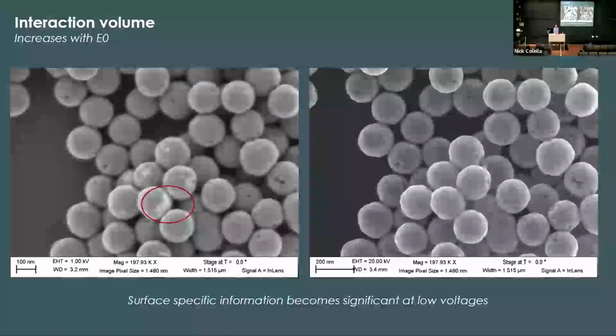So again, surface-specific information, looking at this gold nanoparticle sample, we see highlighted there's some surface contamination that's readily visible at low voltage. So maybe some just hydrocarbon contamination or something like that. However, at high energy, that thin contamination layer is just making up such a small part of the electron signal that we don't even really see that in the image.